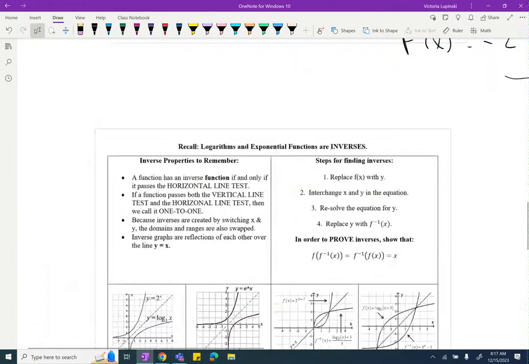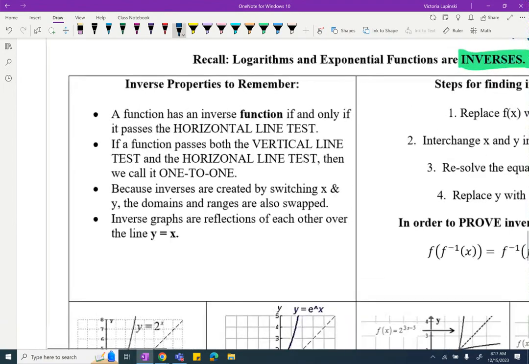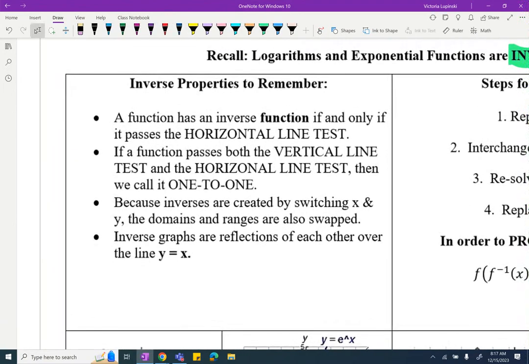I've been saying that exponentials and logs are inverses. So I just want to reiterate to you, what does that mean exactly? Another word for inverses is opposites. Here are all the things that are true about inverses. A function has an inverse function if and only if it follows the horizontal line test. By the way, every exponential and every log will pass the horizontal line test, so you can always find an inverse. If you are a function that is lucky enough to pass both the vertical and the horizontal, we would call you one-to-one. So again, all logs and all exponentials are one-to-one.